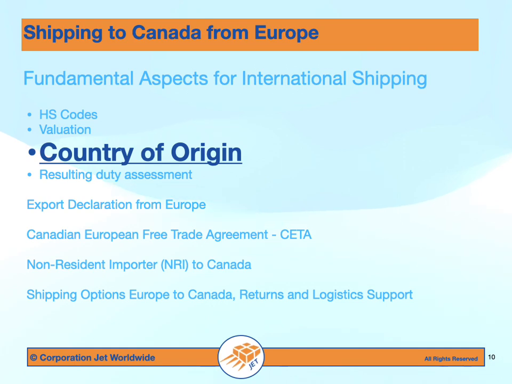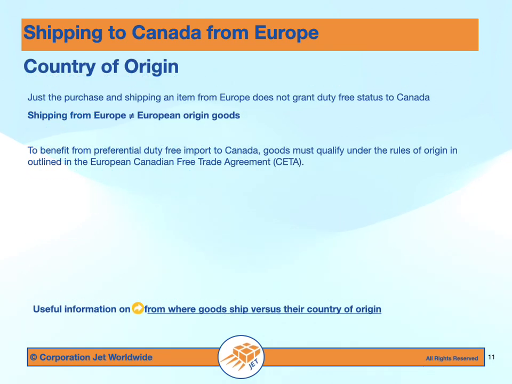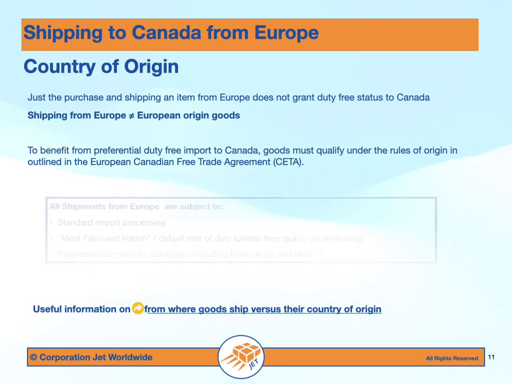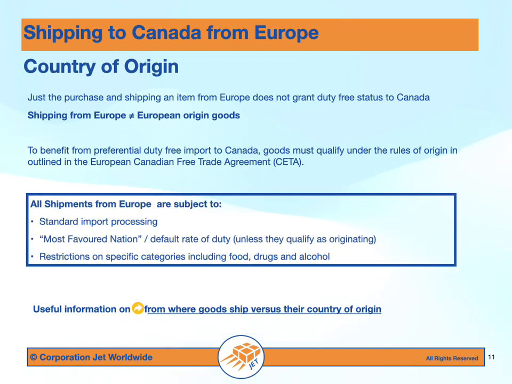Country of origin. Just shipping from Europe to Canada is not the same as shipping European origin goods. European origin goods are those that meet the rules of origin defined within the Canadian-European Free Trade Agreement, CETA. All shipments from Europe are subject to standard import processing. The default most favored nation duty rate applies, unless the goods qualify as originating. There are restrictions on specific categories, including food, drugs, and alcohol.